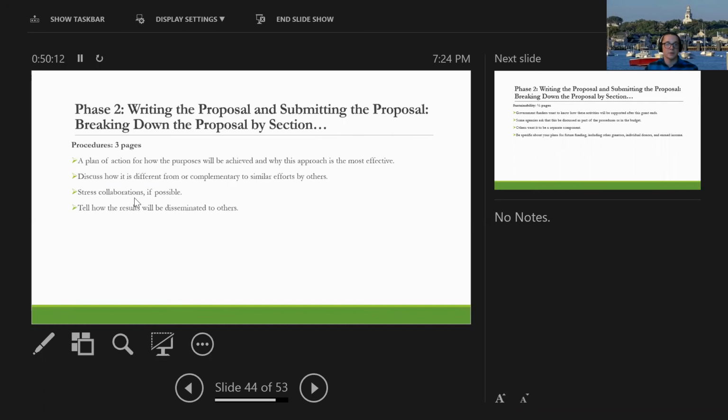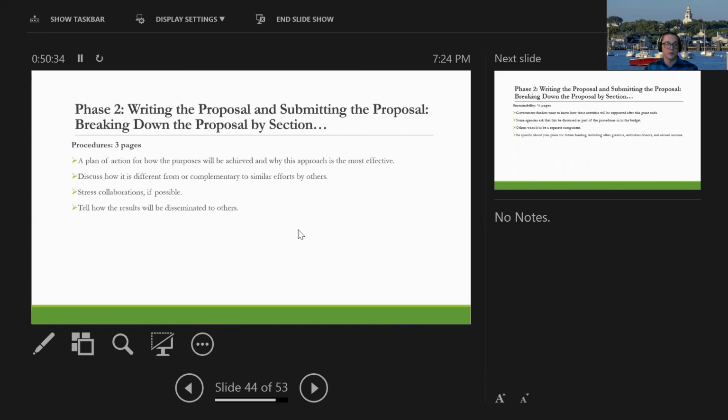Stress collaborations. Collaborations can be very beneficial, especially if you're in a small community like Nantucket. I would say collaboration and partnerships can and should be used as much as possible. It really builds upon capacity, and you'd be surprised at the good work you can get out of collaborations.